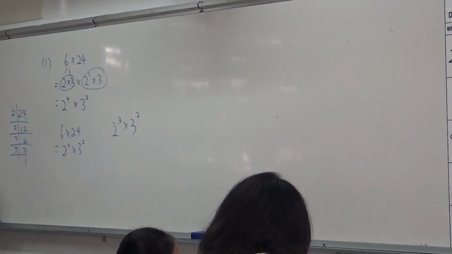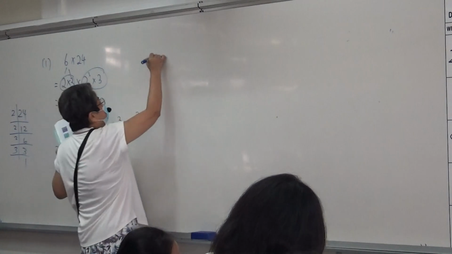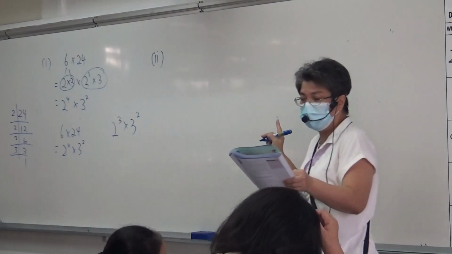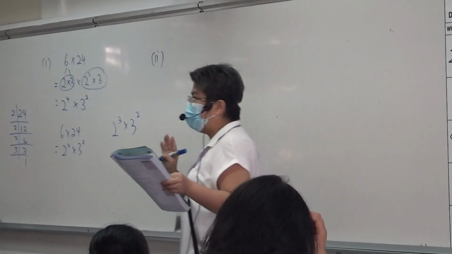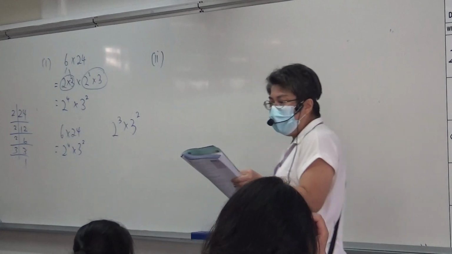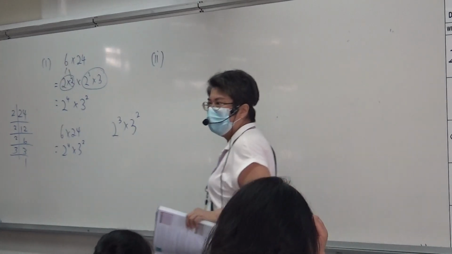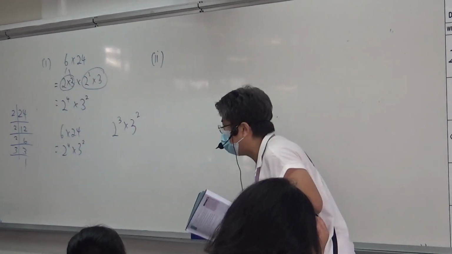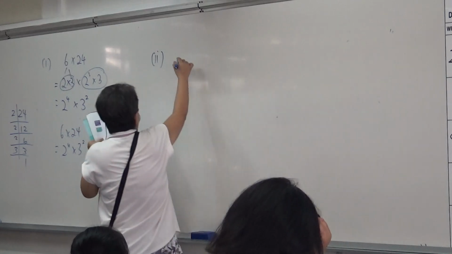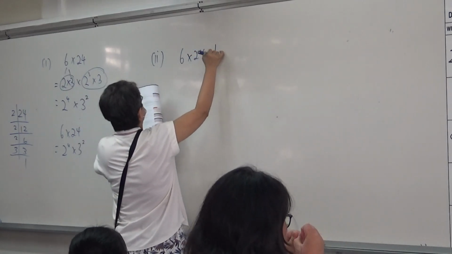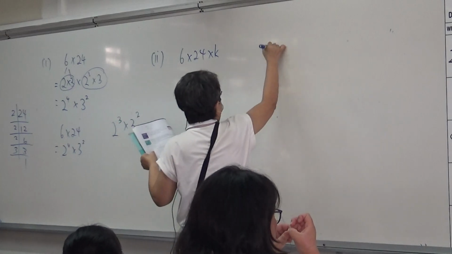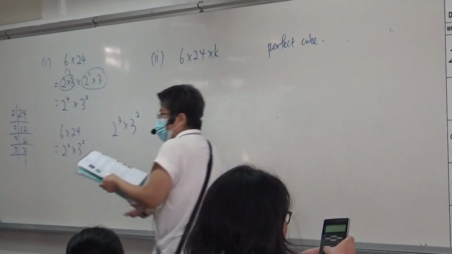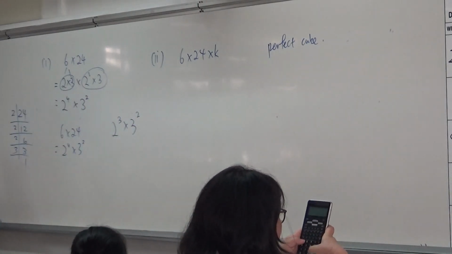Okay, next. Move on to part 2. This one might be a bit more challenging. I want all to look at my presentation. I'm not doing it the same as the textbook. K is a non-zero whole number. What do you mean by non-zero? That means it cannot be zero. Okay? We know that 6 times 24 times 8 is a perfect cube. Write down the smallest value of K. A bit difficult. Don't worry.